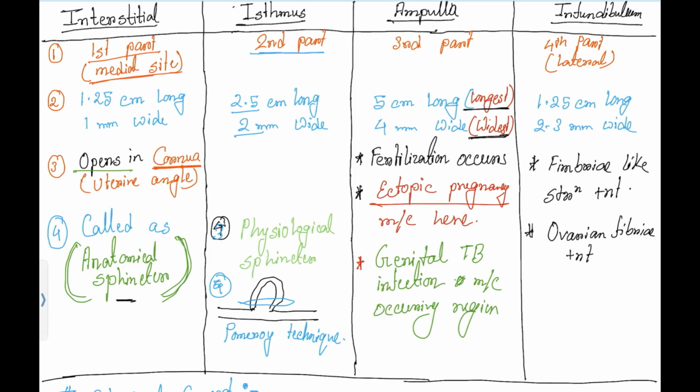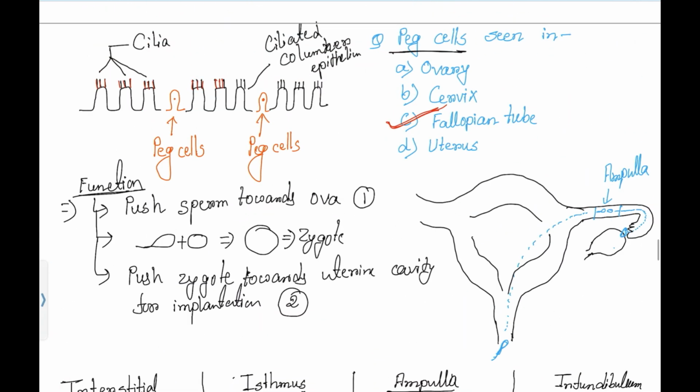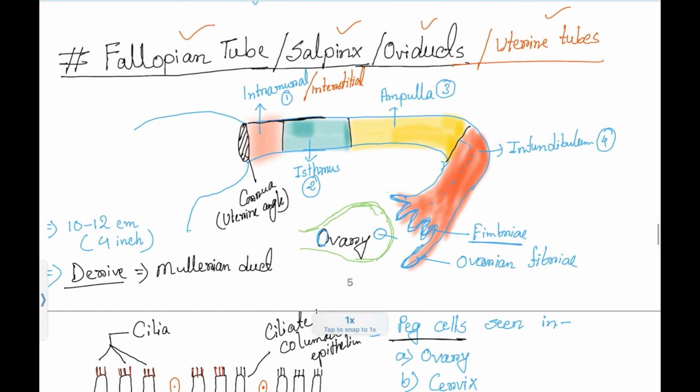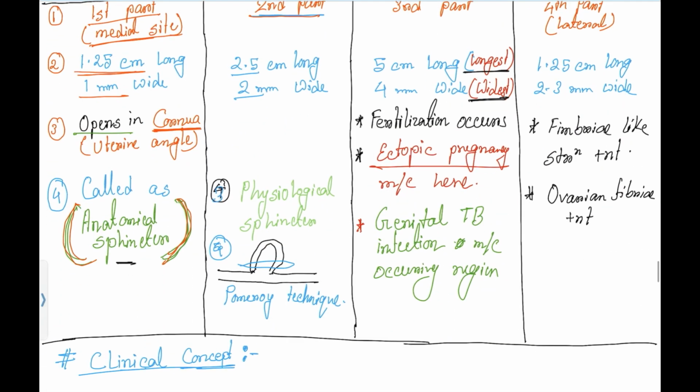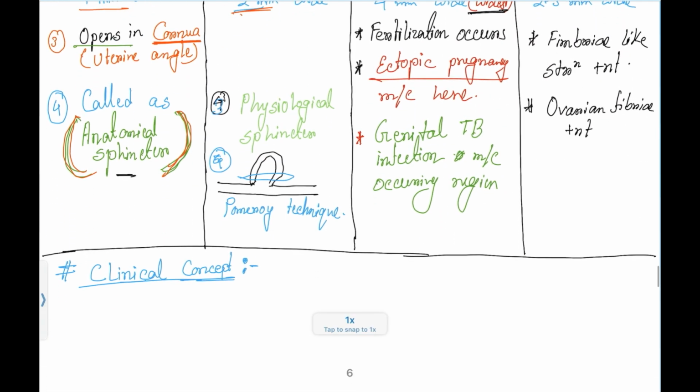In the cornua region, it is called your anatomical sphincter. Here your fallopian tube is getting open, and it is 1.25 centimeter long and 1 millimeter wide. Now coming to your isthmus portion, this is your second part. In this region it is called your isthmus. Isthmus is the second part, 2.5 centimeter long, 2 millimeter wide.